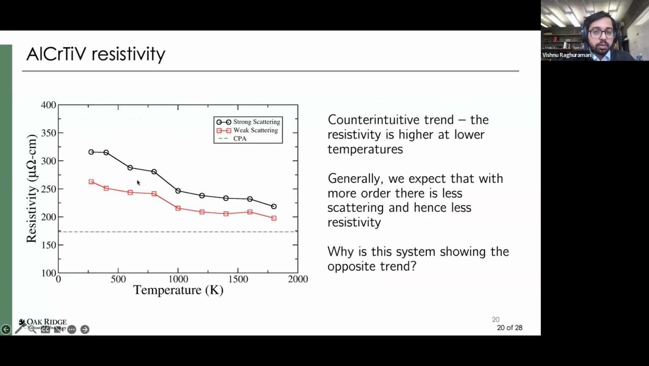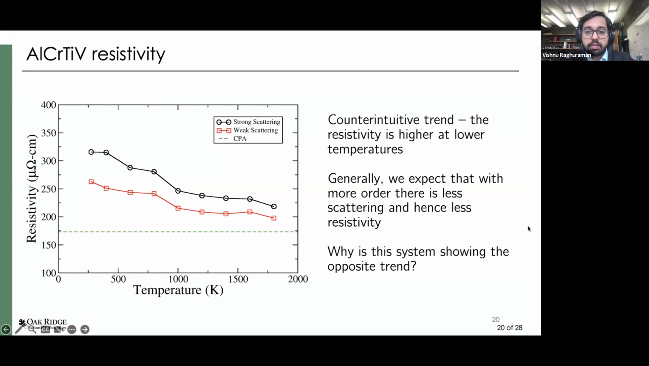So one basic thing is that as the temperature increases and your structure becomes more and more random, your resistivities are getting closer to CPA, which is correct because CPA represents the infinite temperature randomness. And the weird thing is, generally, as you increase temperature or you increase the disorder in your system, the resistivity should increase. That's the common intuition. But here, the opposite seems to be happening. So at higher temperature, where there's more disorder, the resistivity is actually going down. And this is a very counterintuitive trend.